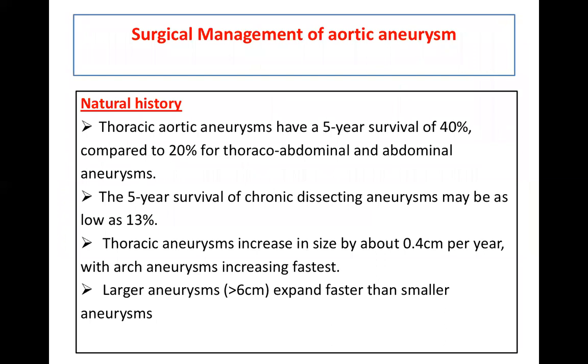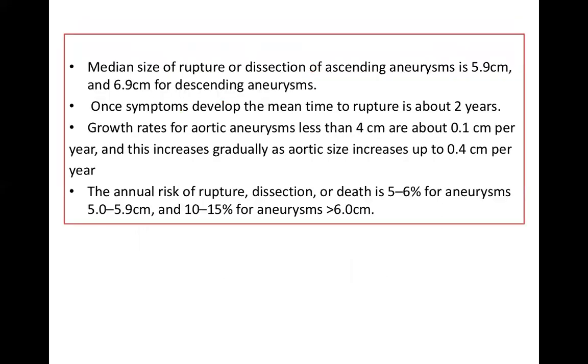Regarding the natural history, thoracic aortic aneurysm has a 5-year survival of about 40%, compared to 20% for thoracoabdominal. 5-year survival for chronic dissection is as low as 13%. Thoracic aneurysms increase in size about 0.4 cm per year, which is the growth rate. Large aneurysms, more than 6, expand faster than smaller aneurysms. The median size at rupture or dissection is 5.9 to 6.9 for descending, and 5.9 for the ascending.